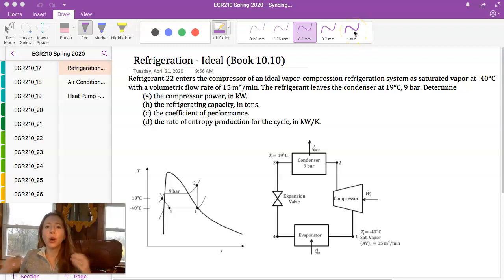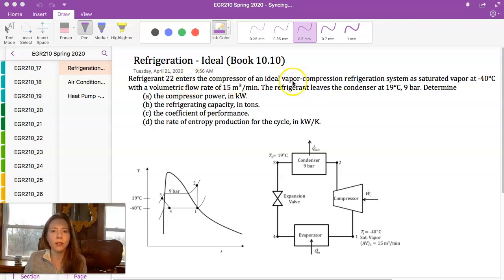So remember, the goal of a refrigeration cycle is to move heat against its natural gradient, meaning that we're forcing heat to flow from the lower temperature reservoir to the higher temperature reservoir. We're going to go through 3 examples today, 2 problems dealing with the refrigeration cycle, and the third looking at heat pumps. So this is number 10.10 from your book.